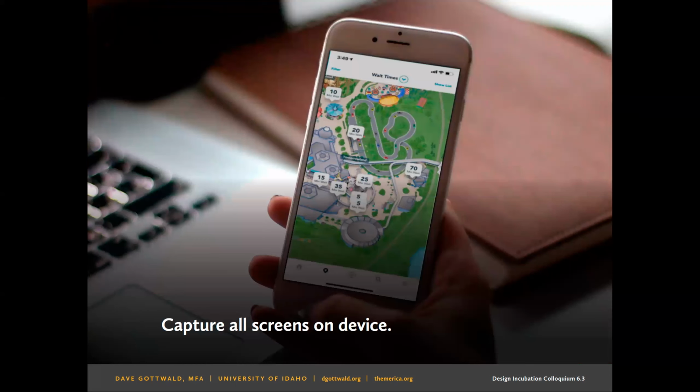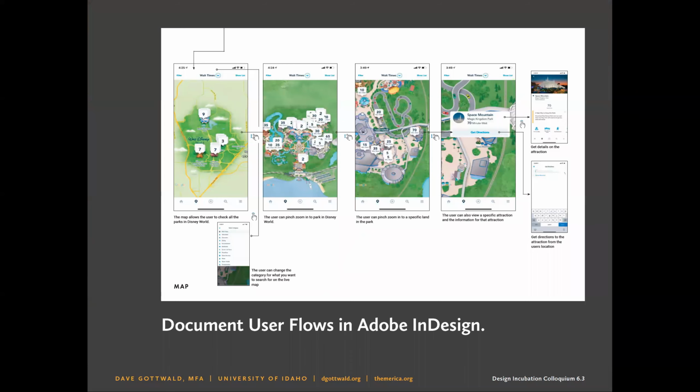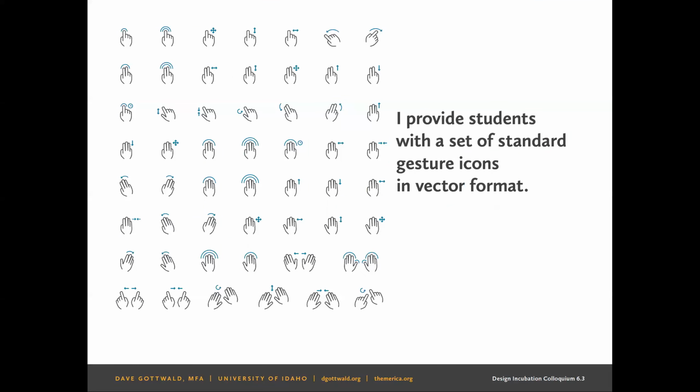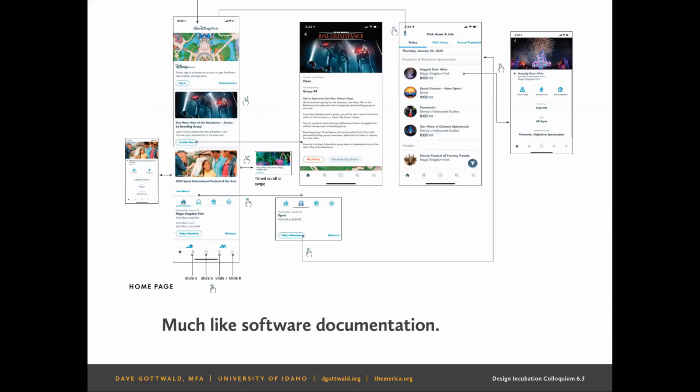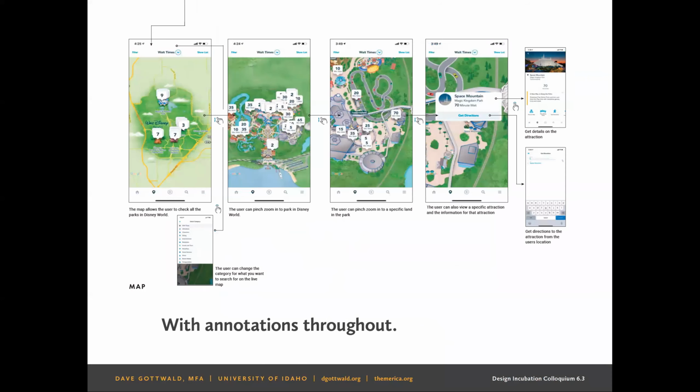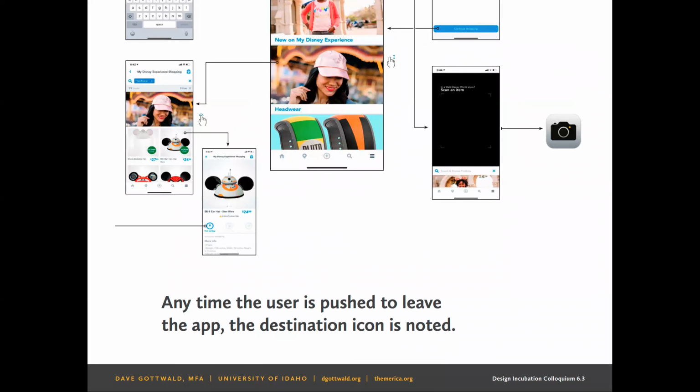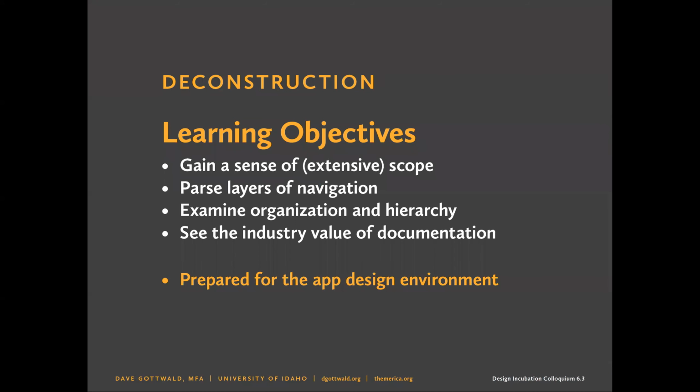I have students capture all screens on their device, and then we document those user flows in Adobe InDesign. I provide them with a set of gestures, which they use throughout. Every single screen is accounted for. And this is just like software documentation that engineers use. So there's annotations throughout. And anytime the user is leaving the app, the flow, it's indicated where they go as the camera here. And here are some learning objectives that you can come back to.